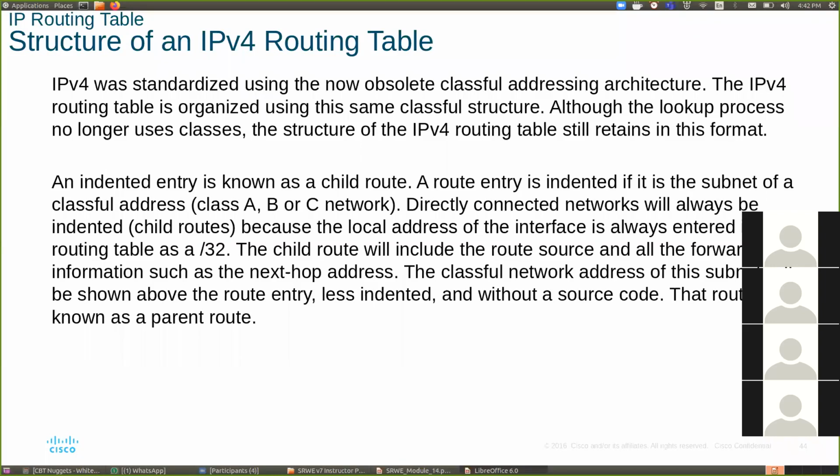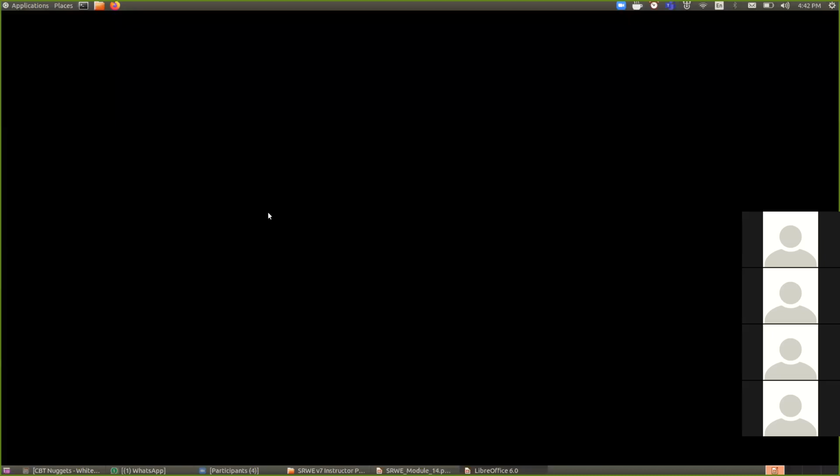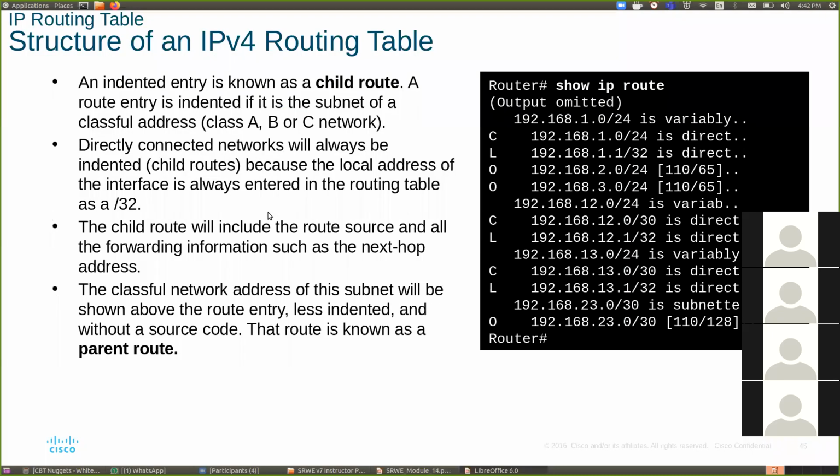For instance, a class A address, its classful mask is going to be 255.255.255.0. And class B, its classful mask is going to be 255.255.0.0. Okay? So this is the same thing, the content of the routing table. Okay?